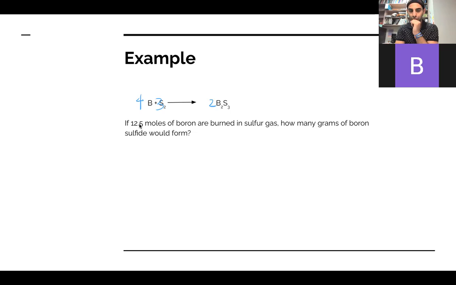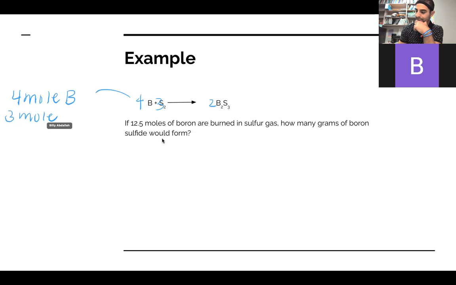So if 2.5 moles of boron are burned in sulfur gas, how many grams of boron sulfide would form? Now, it's really important that we realize that this balanced equation gives us some more information to work with. This says that we have 4 moles of boron, 3 moles of S2, and 2 moles of B2S3. So we're going to use stoichiometry in order to do this.